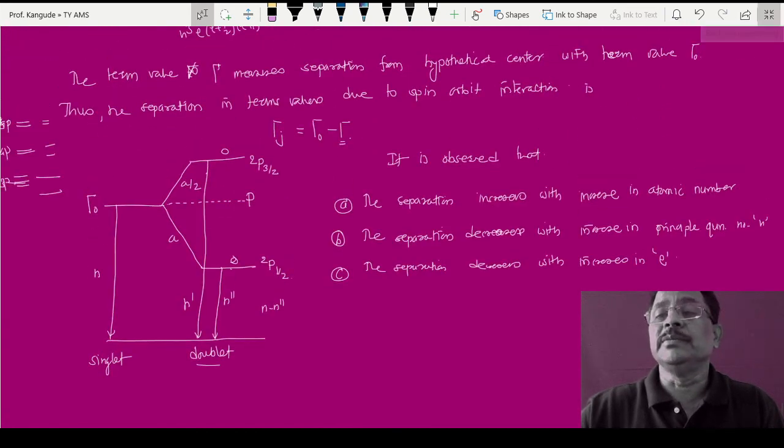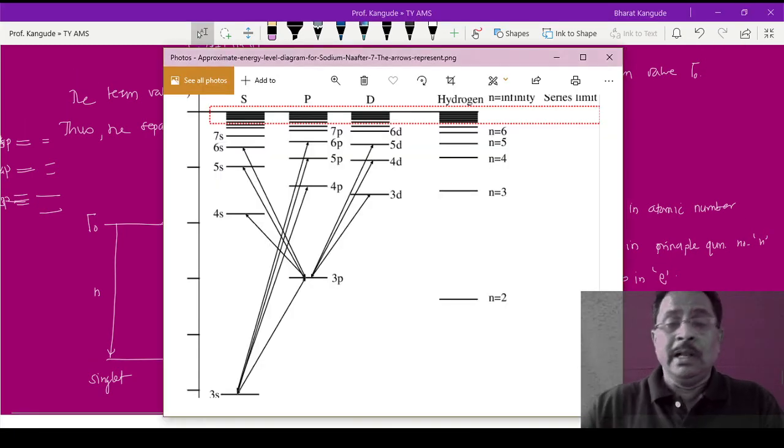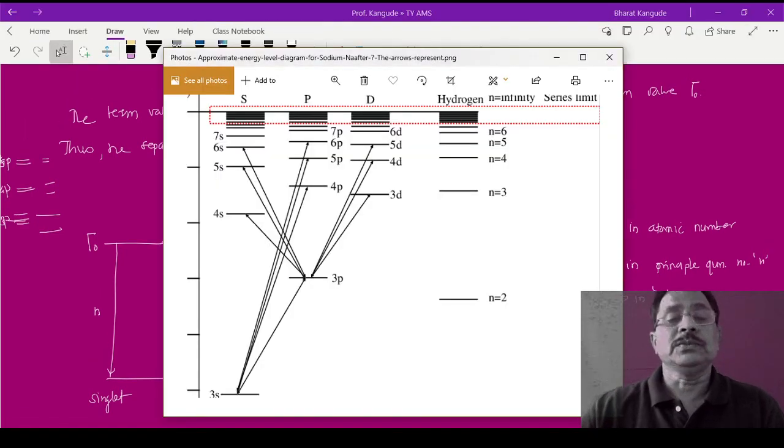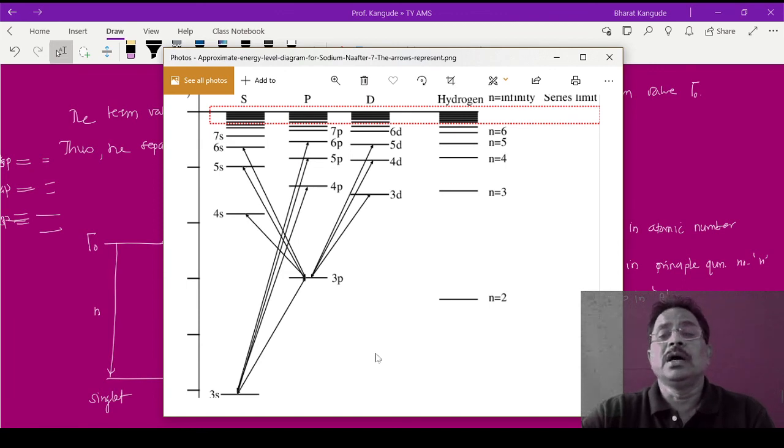Just let me check this diagram, how it comes there. See this. Are you looking?